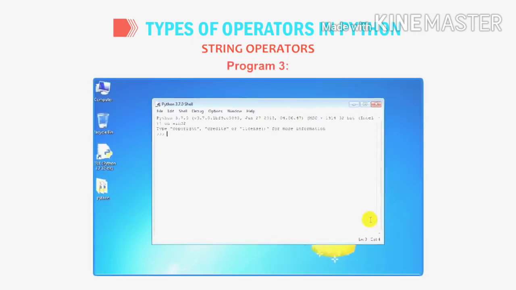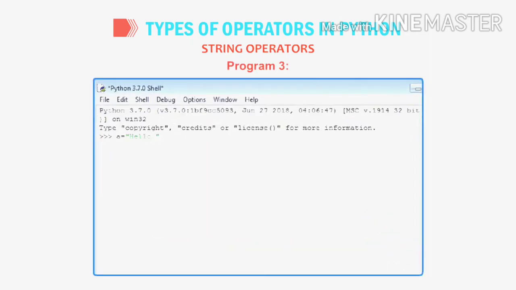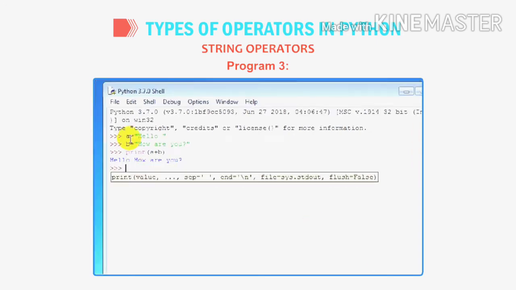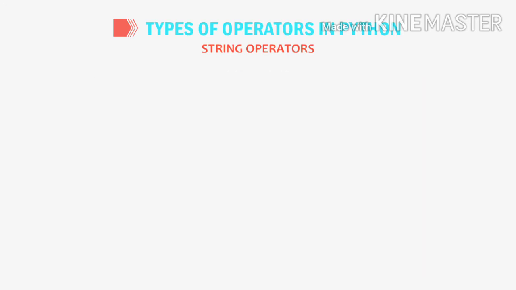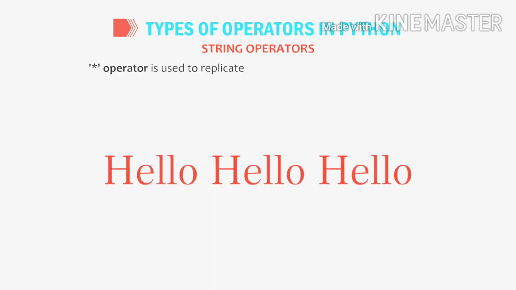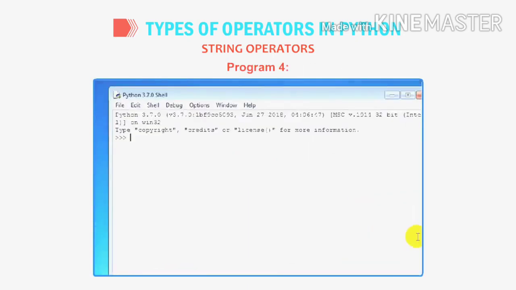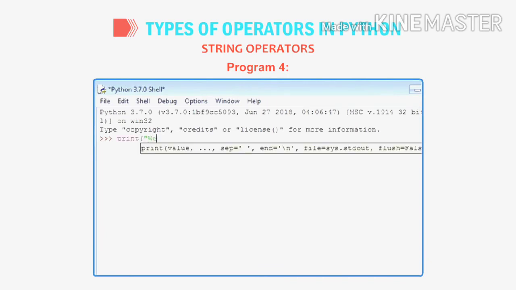See, program 3 indicates how it works. A equals hello, B equals how are you. Clear? When I give the print command of A plus B, it just joins the two values, that is hello, how are you. Clear? It's too easy, right? Next is the asterisk operator. Asterisk is used to replicate the value, so it is also known as the replicator operator. Program 4 indicates how it replicates.